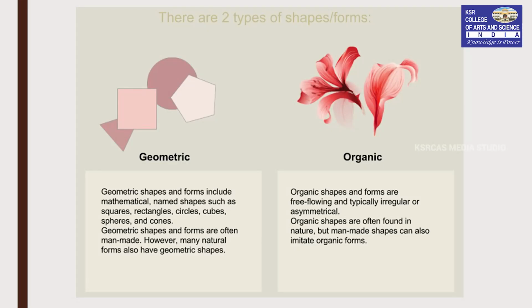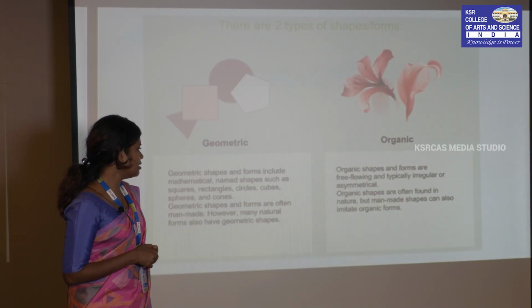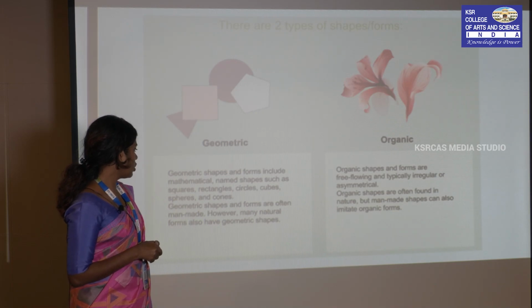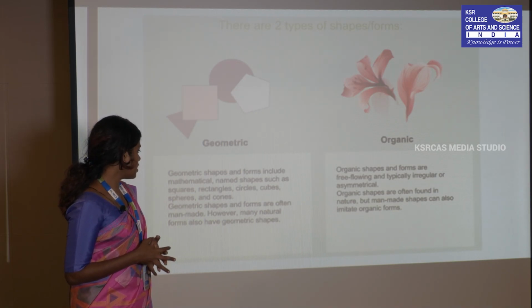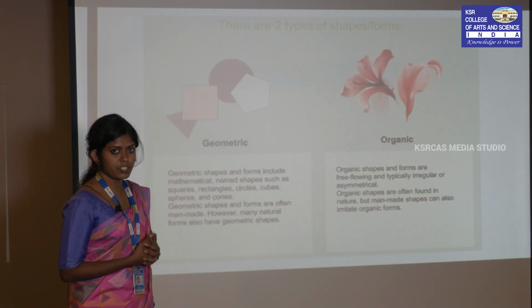So here we are going to try to compare the two different types of shapes. The first is geometric. Geometric shapes and forms include mathematical and named shapes such as square, rectangle, circle, cube, sphere and cones. Geometrical shapes and forms are often man-made. However, many natural forms also have geometrical shapes.